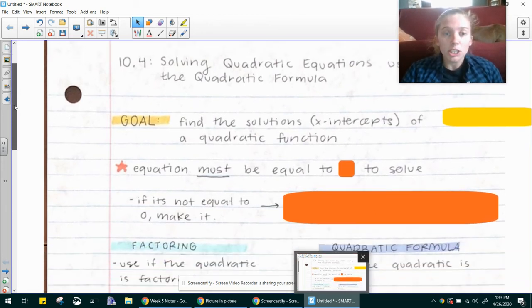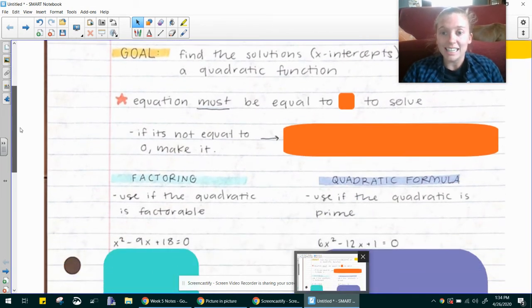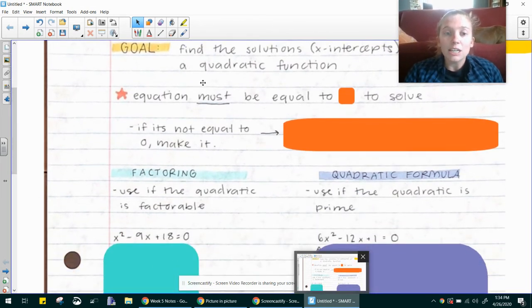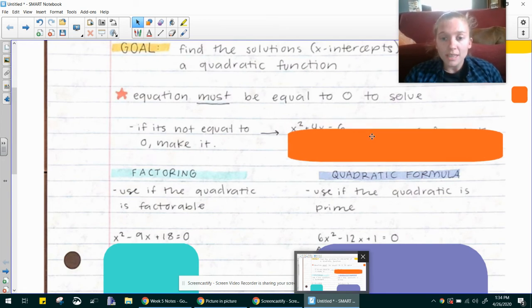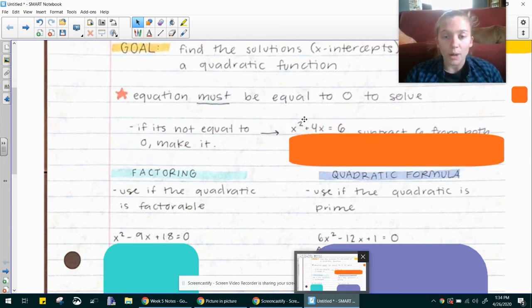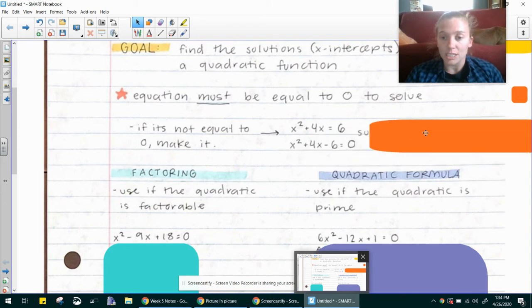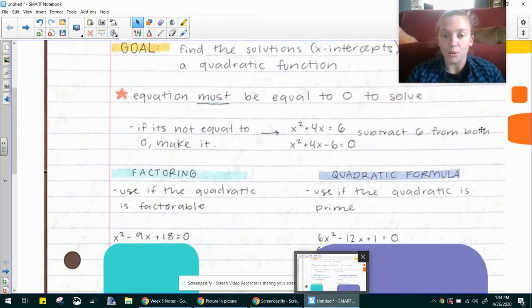In order to solve quadratic equations using any strategy, the equation must be equal to 0. If it's not equal to 0, we have to make it equal to 0. So in this case, we have x squared plus 4x equals 6. Well, that doesn't equal 0. So to turn this 6 into a 0, we have to subtract 6 from both sides. And we get x squared plus 4x minus 6 equals 0.